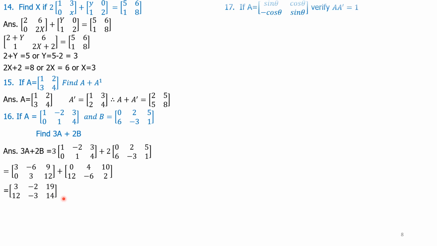Next question. Question number 17. If A is equal to sin theta cos theta, first row, and in the second row minus cos theta and sin theta within a square bracket, verify A A dash is equal to 1. So we have to prove that A A dash, here A dash is the transpose of matrix A. So product of the given matrix and its transpose is equal to 1, we have to prove.